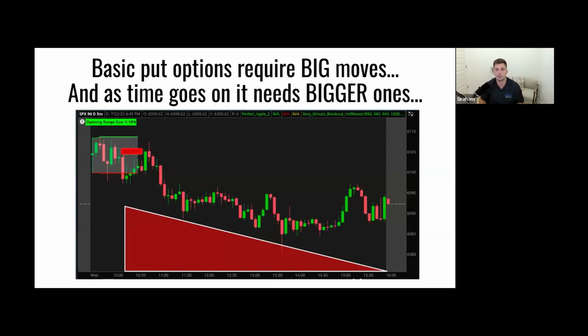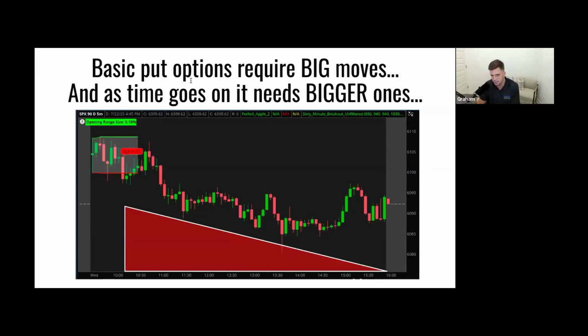And the same thing to the downside. So if we're trading puts and you're just buying basic puts, well, if you still have a lot of time left in the day, you can get a smaller move to hit. But as time passes, it demands a bigger move. That's not good. So as time passes, your opportunity is eaten up by time decay. So you're going to need a bigger move to hit.